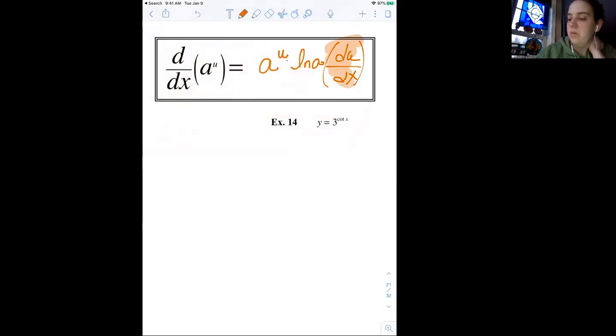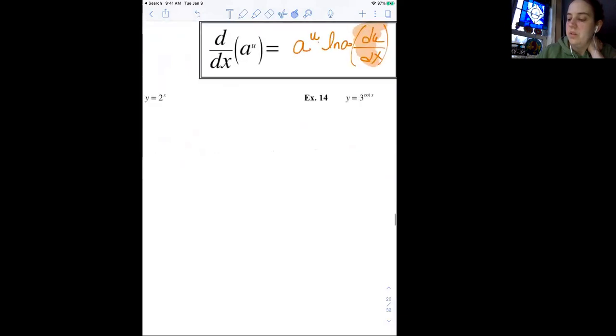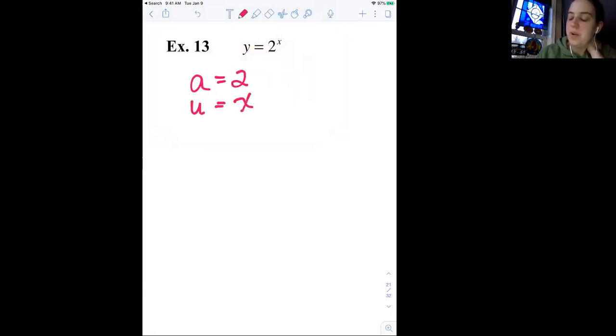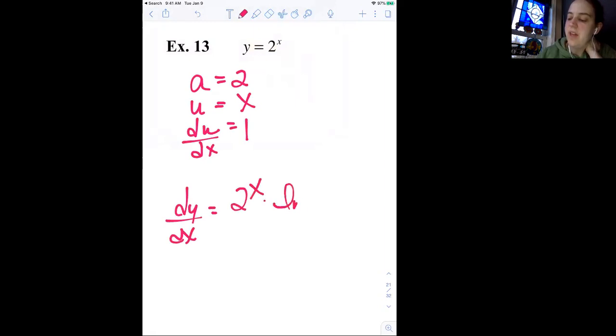All right, so what do we do with 2 to the x? These are fairly short and sweet. A is equal to 2. Your u is equal to x, that's the exponent, and the derivative du/dx is 1. Okay, so the overall derivative dy/dx is a to the u, so it's still 2 to the x, natural log of a, natural log of 2, times du/dx, which is 1.